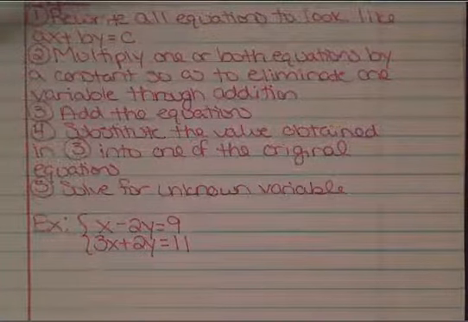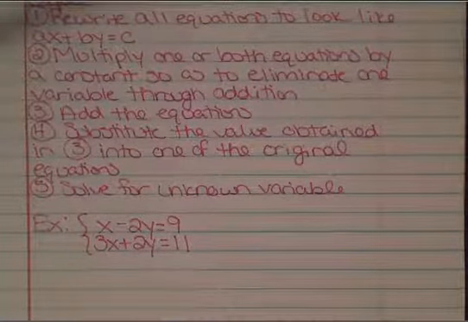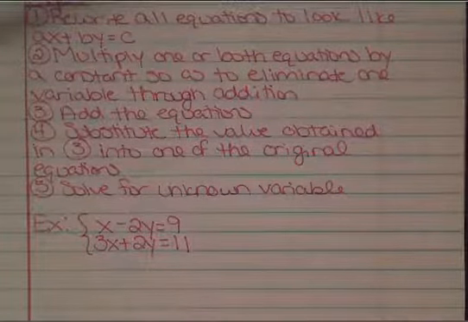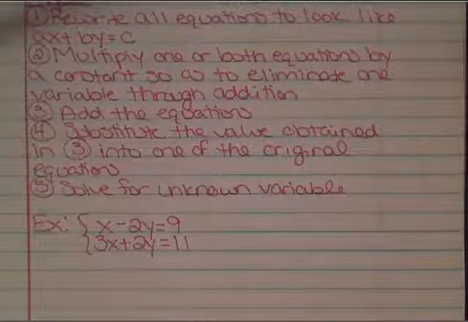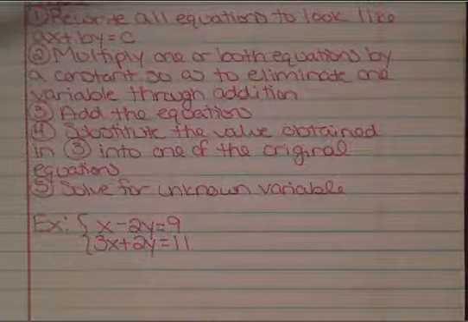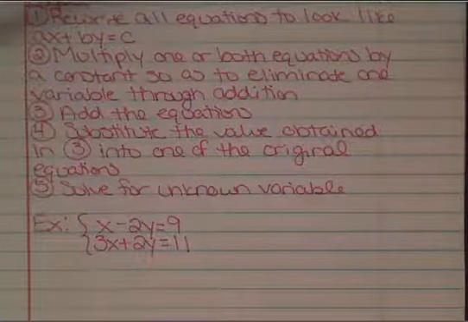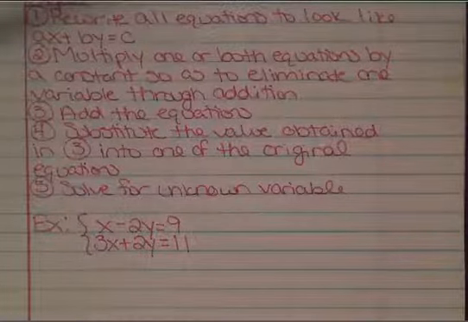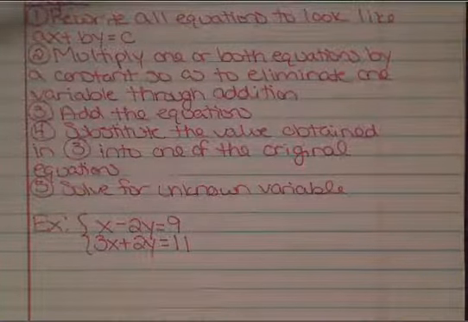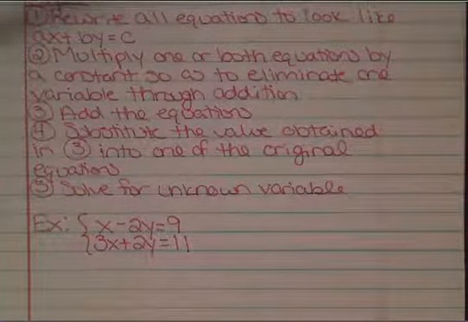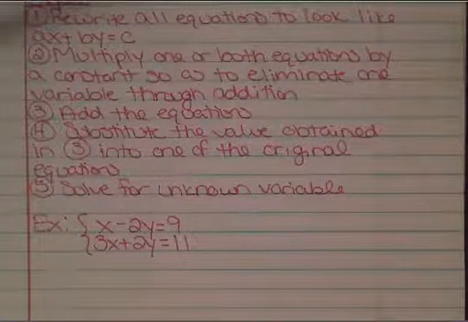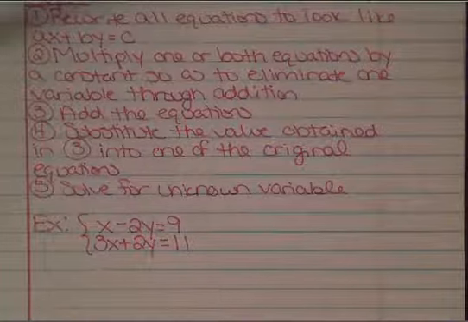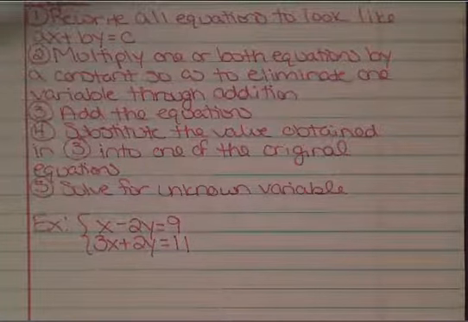Okay, our first example is x minus 2y equals 9. And then our second equation is 3x plus 2y equals 11. So step 1 says to rewrite them, but they already look the way they're supposed to, so we don't have to rewrite them. Step 2 is the step that can be confusing whenever you're just reading it. So it says to multiply one or both equations by a constant so as to eliminate a variable through addition.